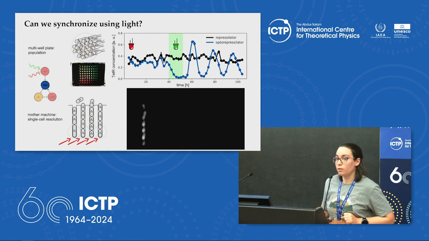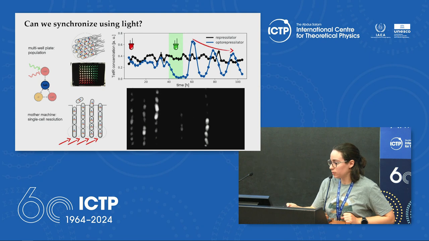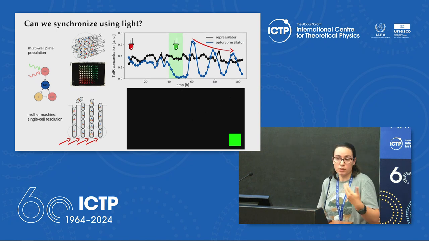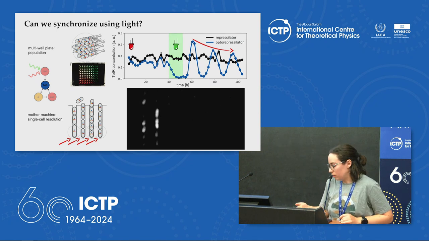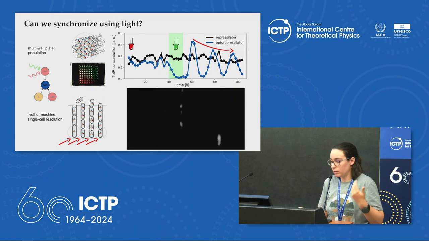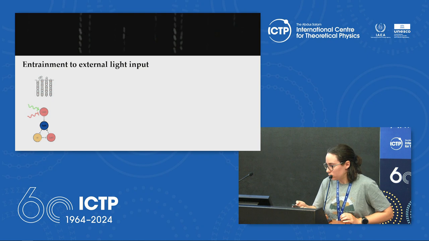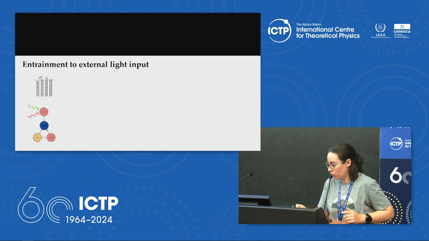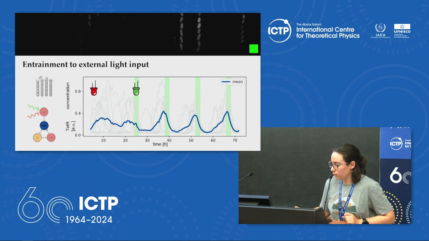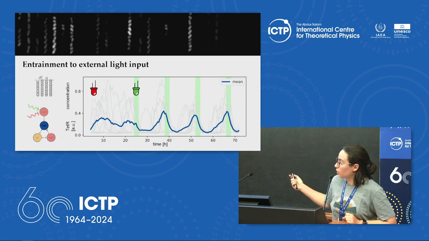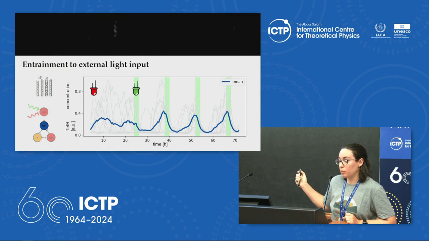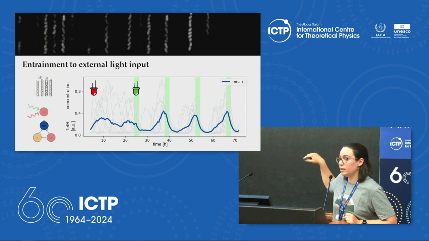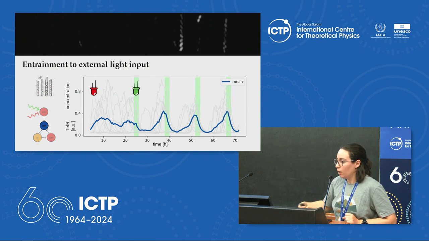Then we went further with analysis. For example, you can notice that over time, as expected, the sample loses synchronization again. So we asked ourselves, can we keep the sample synchronized for longer? We use trains of shorter light inputs. You can see a video on top, and here the tracks from the same experiment. The blue line is the average behavior of the population. You can see it's following the inputs very well, and it stays synchronized for longer time periods, which we were happy about.